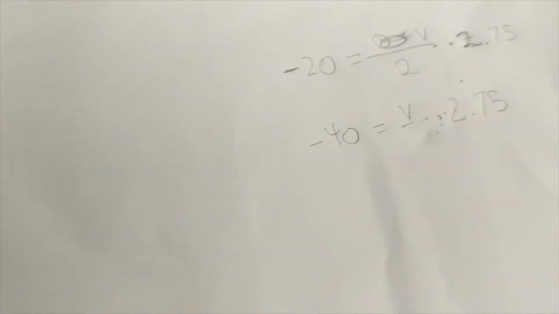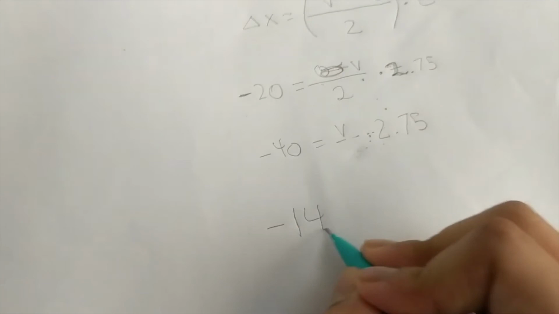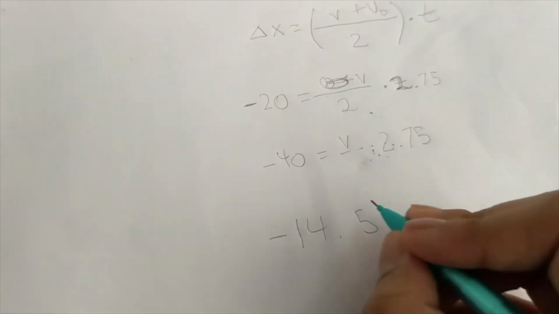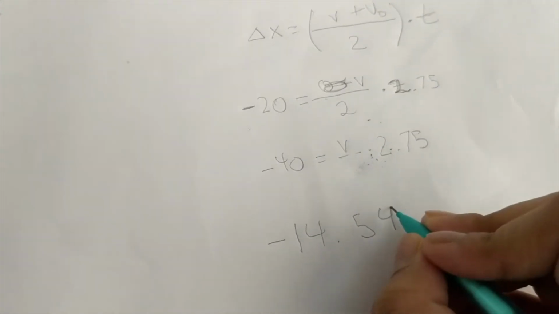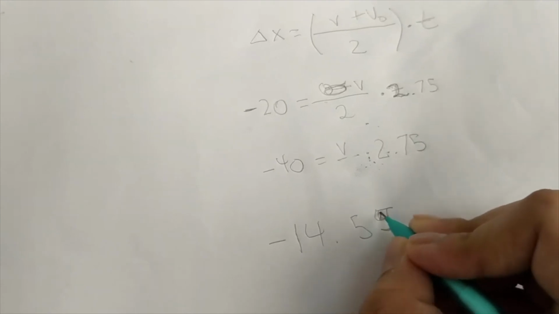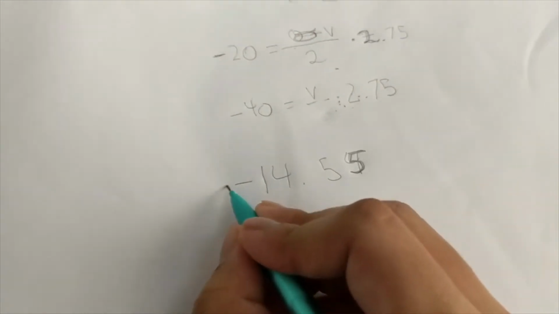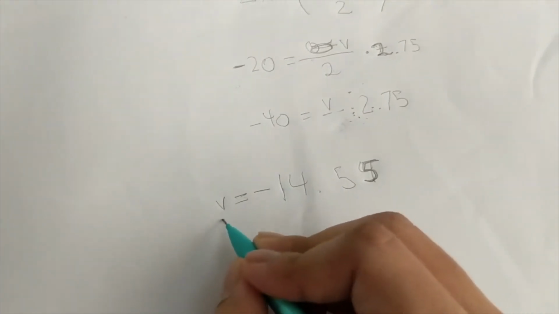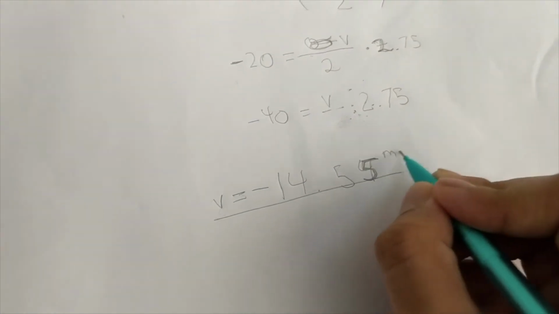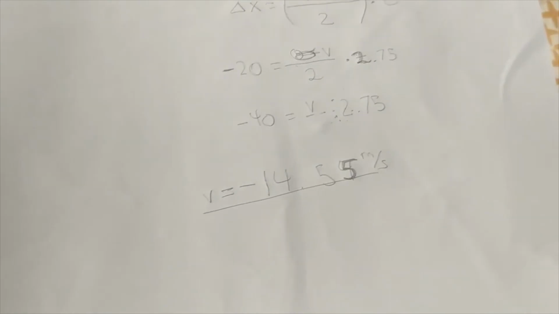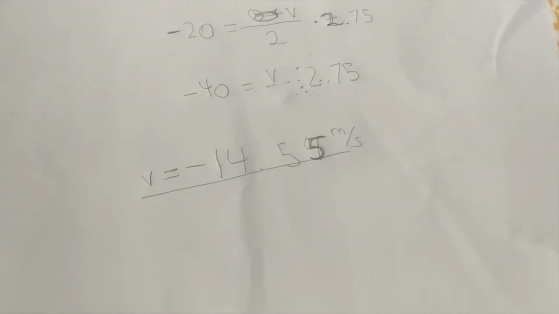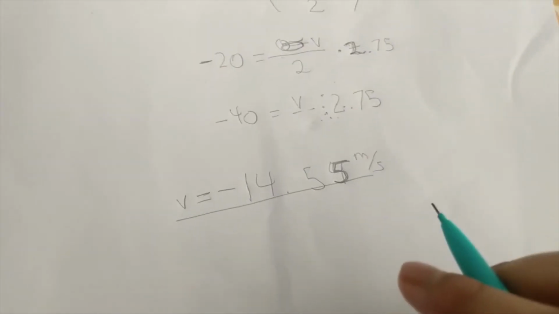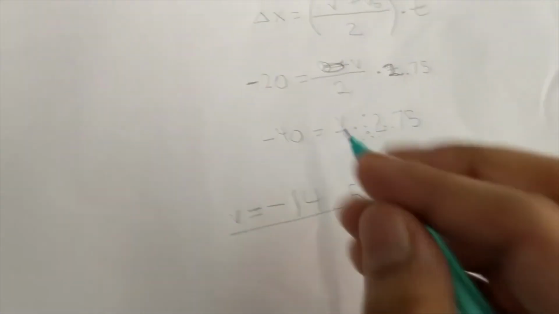Alright, and we got negative 14.54 repeating. We'll just round it to 14.55. So that's going to be our final velocity. This is the velocity with which the anvil hits the ground after dropping from a height of 20 meters. So that's the final velocity.